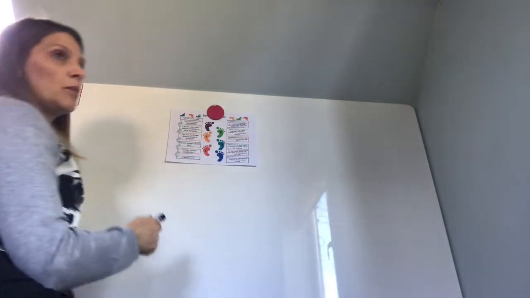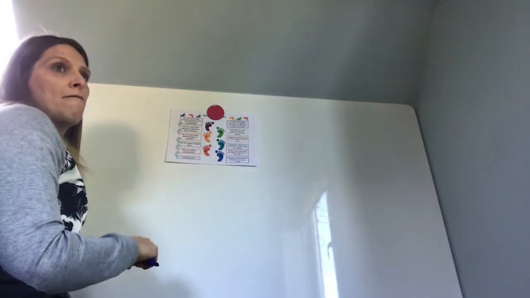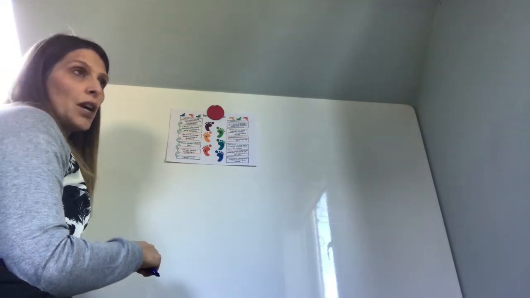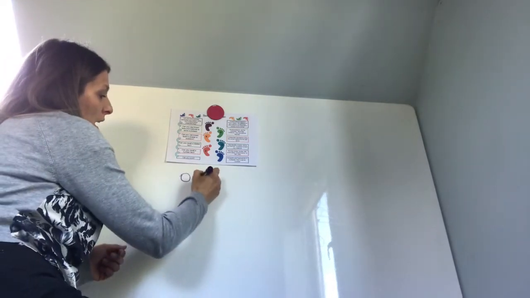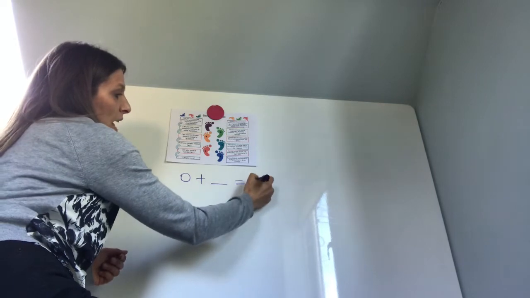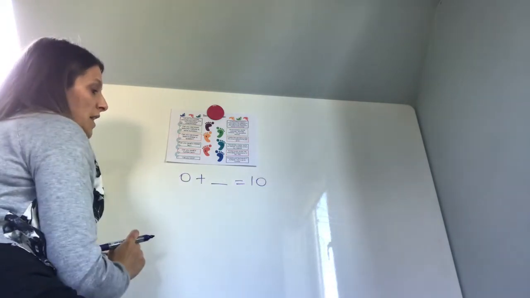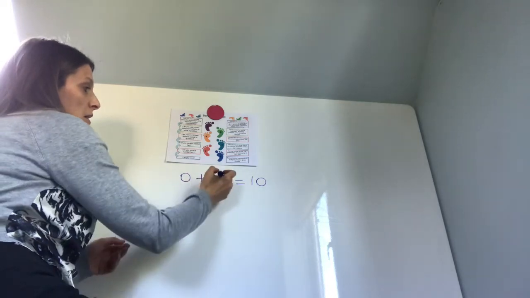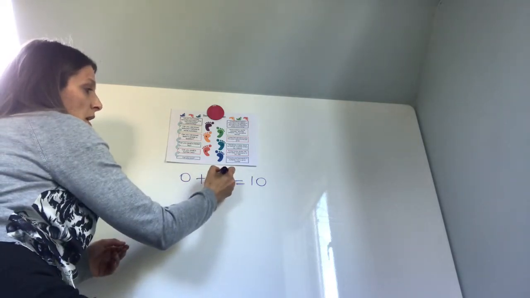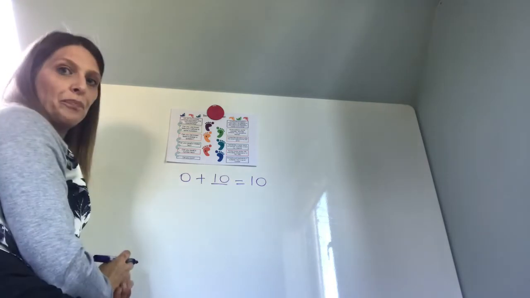Let's have a look at those number bonds. Now, we do this every single basic skills session. So we'll start off with 0, add what equals 10. So the missing number would be what you need to add to 0 to get to 10. So this one, for example, might be 10.